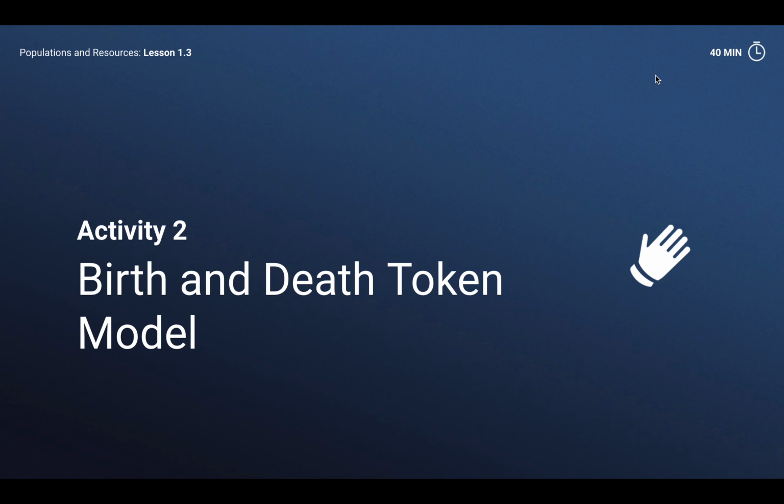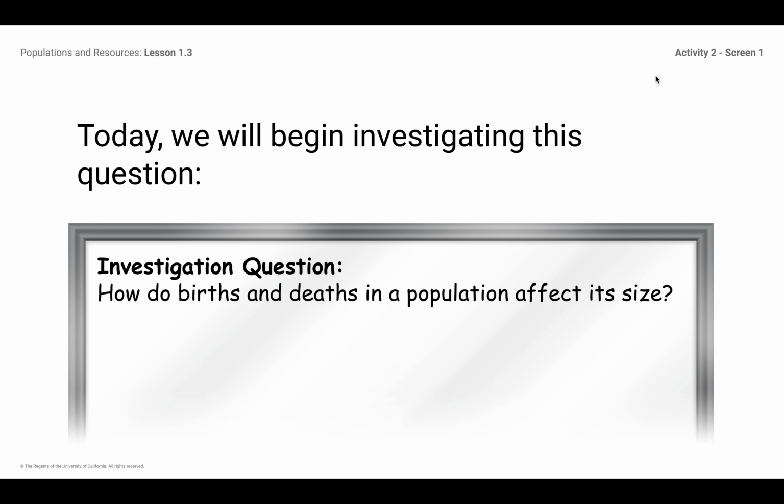Okay, so then we did activity number 2. Activity number 2 is going to be really difficult for you to read. You can't do it on your own, and I probably won't have you do it unless you're really having a hard time understanding the concept. But we had an investigation question that was, how do births and deaths in a population affect its size?